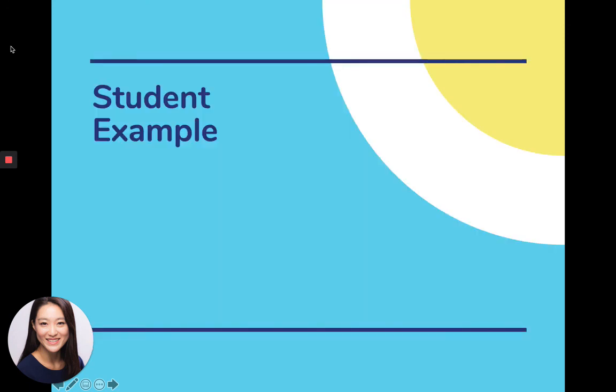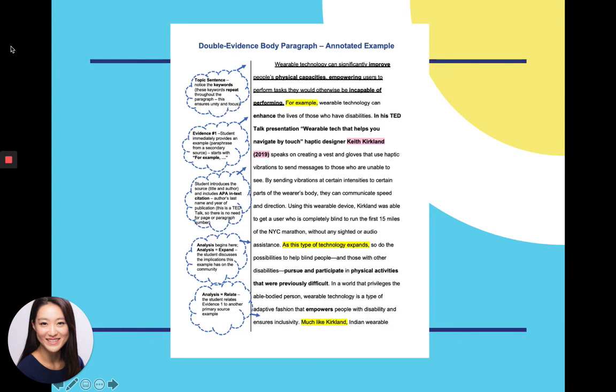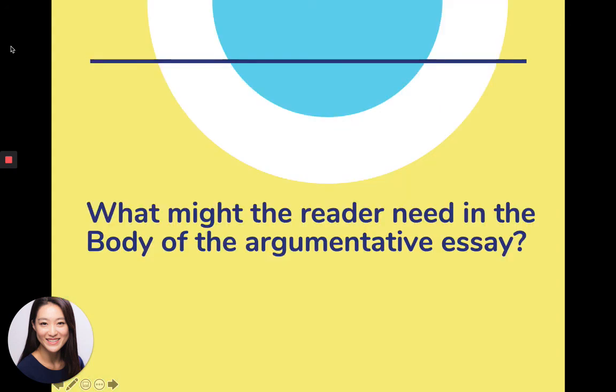I posted a student sample on Blackboard. It looks something like this, and each section of this double evidence paragraph is annotated. Please find this on Blackboard in the Week 12 folder and read it on your own and pay close attention to how the student fulfills the double evidence paragraph structure and how they essentially do analysis through a combination of READ.